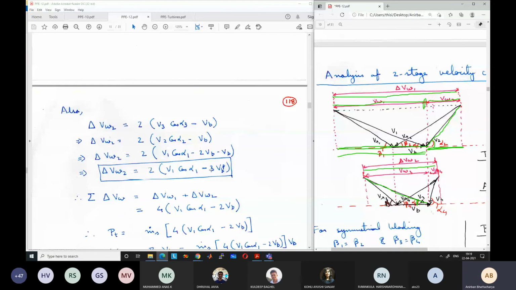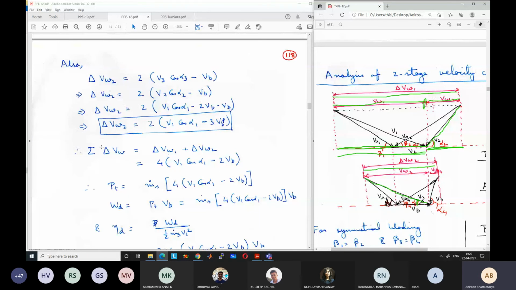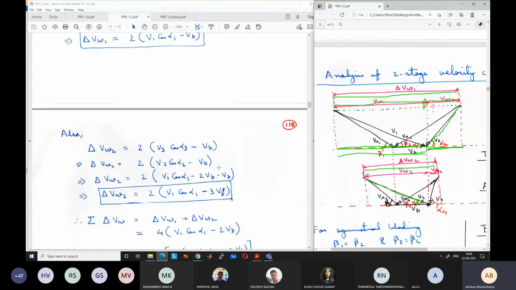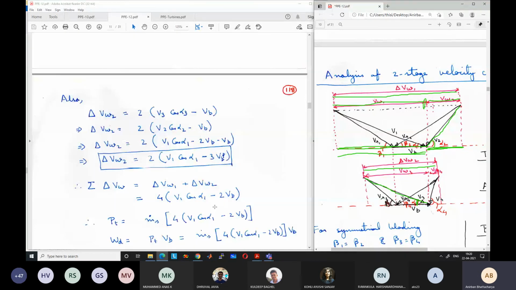So we have written everything in terms of V1, alpha 1 and VB, which is useful for us because now we can do optimization also. So the total tangential thrust per unit mass is delta VW1 plus delta VW2. So you have to add these two, 2 V1 cos alpha 1 minus VB plus 2 V1 cos alpha 1 minus 3 VB. So it gives us 4 V1 cos alpha 1 minus 8 VB. If you take 4 common, it is 4 into V1 cos alpha 1 minus 2 VB. This is the total tangential thrust per unit mass.